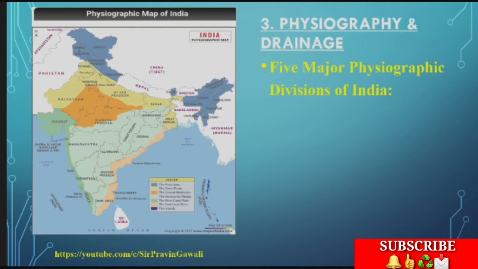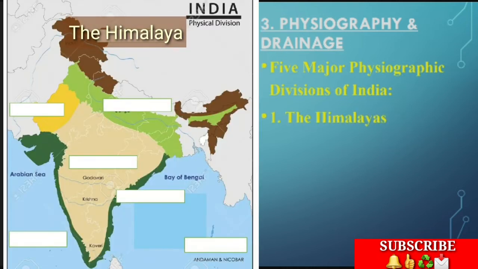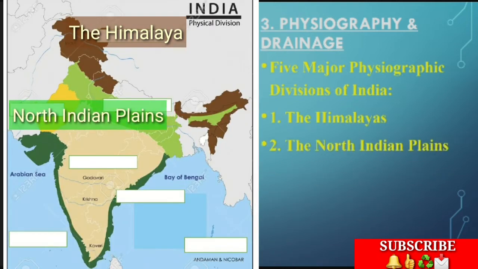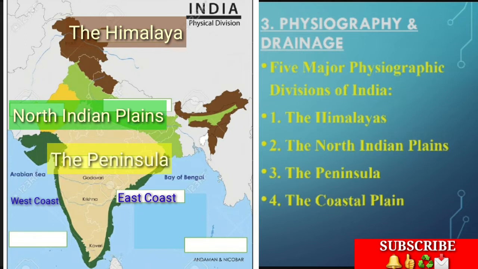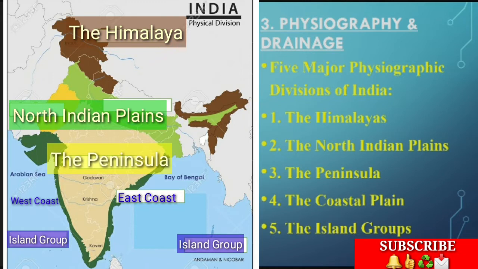Okay students? So let's try to understand the 5 major geographic divisions of India. Students, the first division is the Himalayas. The second one, the North Indian Plains. The third one, the Peninsula. The fourth one, coastal plains. And the last one, that is the fifth one, the island groups.